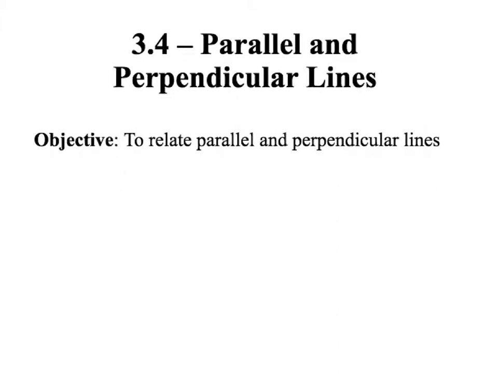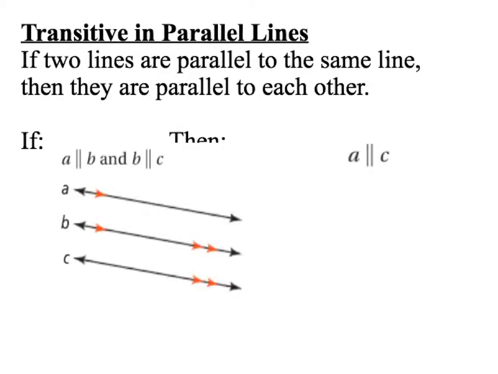This video has a lot of postulates and theorems in it, but we're going to be talking about parallel and perpendicular lines and the theorems that go with them. So with parallel lines, we have a transitive rule. Basically, if A is parallel to B, and B is parallel to C, then A and C also have to be parallel. Again, just like the transitive property, it works with parallel lines.